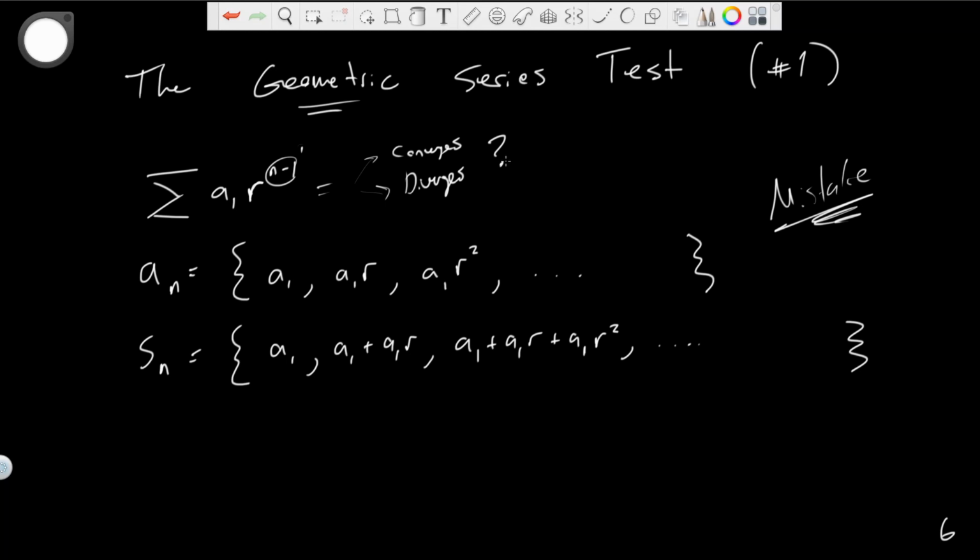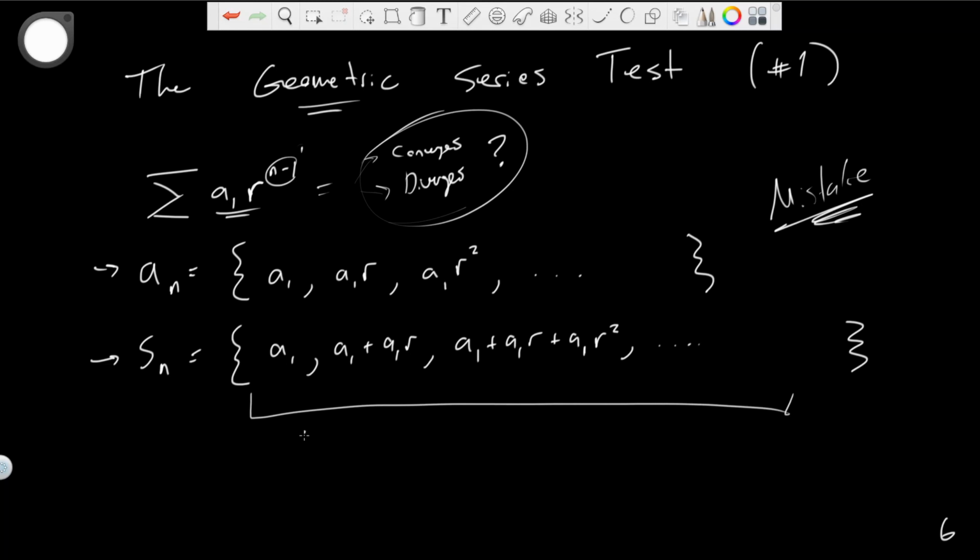That is kind of the question that we're answering today. We have a sequence, right? That is just the sequence. We have the sequence of partial sums. And what we want to figure out, converges versus diverges, is based on this sequence. What is the limit as n goes to infinity of the sequence of partial sums?